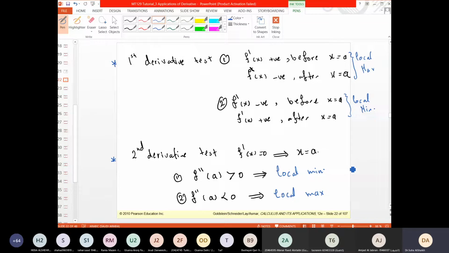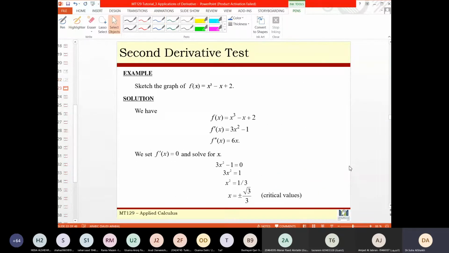Okay? We did some examples, and now we have one example as an application on that. They are asking you to sketch the graph of the function which is f of x equal to x³ minus x plus 2. What does sketch the graph mean? It means draw the graph for me. Now how can I draw the graph?